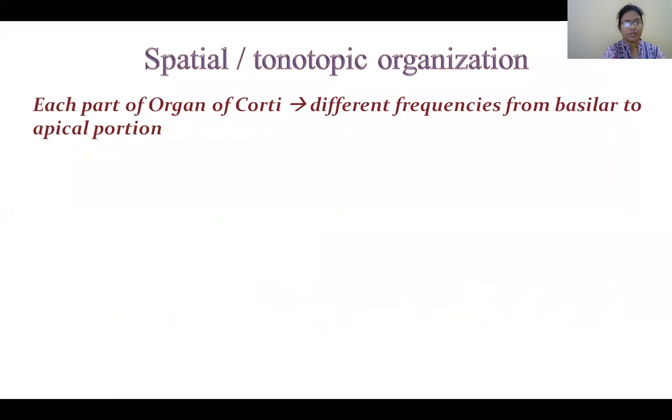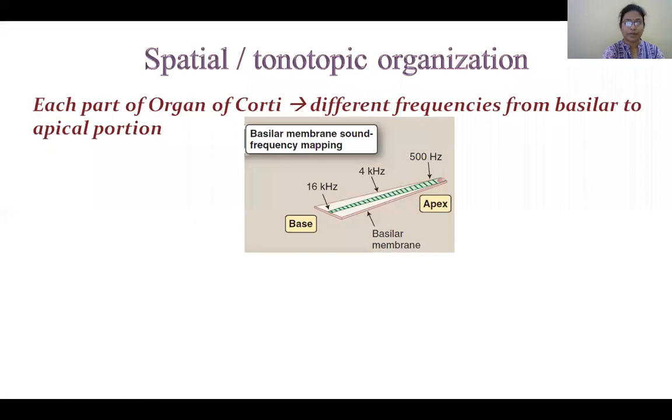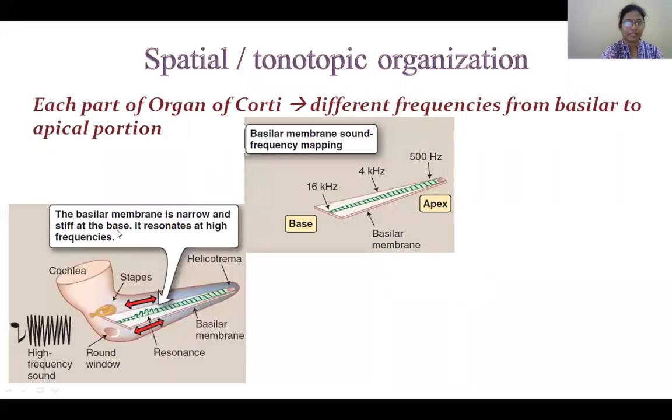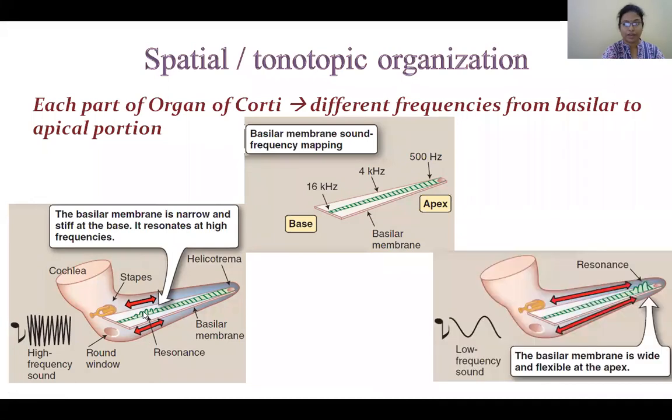Now, we know that each part of the organ of Corti responds to different frequencies, right from the basilar membrane to the apical portion. This occurs because of the mechanical properties which vary at different portions of the basilar membrane. At the base, the basilar membrane is thick, narrow and stiffer, whereas at the apex, the membrane is thin, wider and more compliant. That's why at the base, it resonates at higher frequencies, whereas at the apex, it responds to lower frequencies. So this pattern is followed very strictly in the organ of Corti.